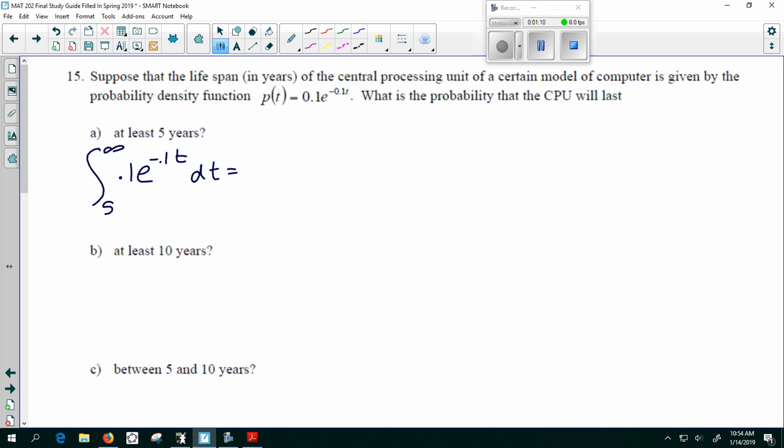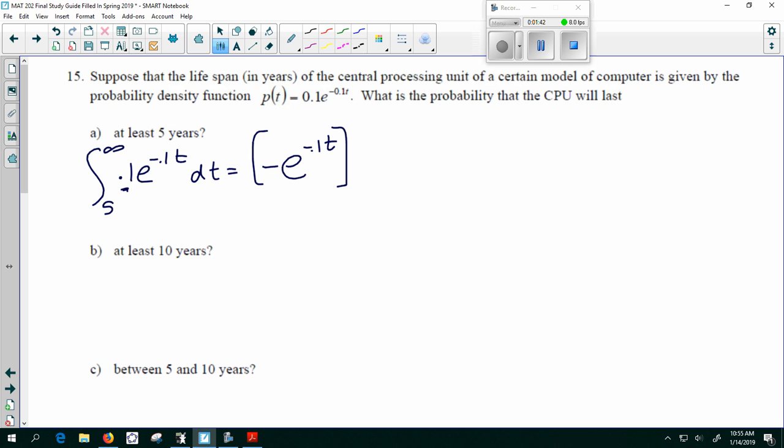Okay, so the antiderivative of e to some stuff is e to that stuff. You can write out a formal u substitution if you want. I'm not going to do that. So I'm going to say the antiderivative is e to the negative 0.1 t. The derivative of that, the chain rule would cause a negative 0.1 to be in front. So I'm just going to put a negative, and that will make the negatives cancel and give me the 0.1 that's right here. All right, so that's good enough.